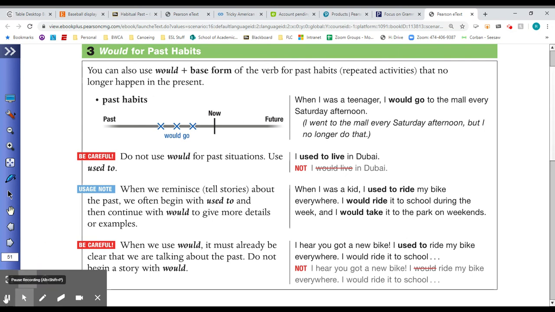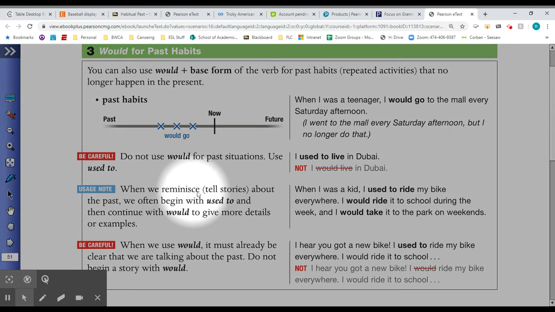This again is most common when we tell stories about the past. We'll begin with used to and continue with would. For example, when I was a kid, I used to ride my bike everywhere. I would ride my bike to school and I would take it to the park on the weekends.